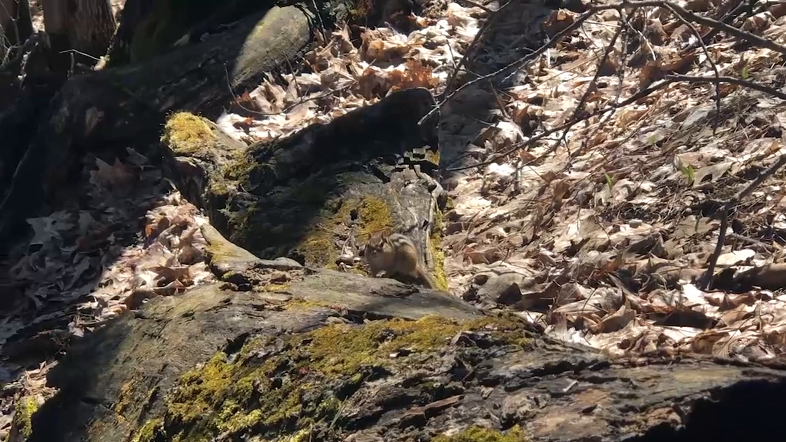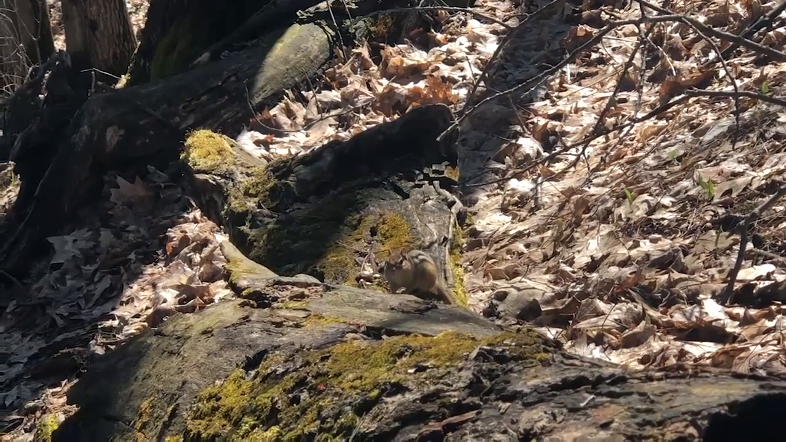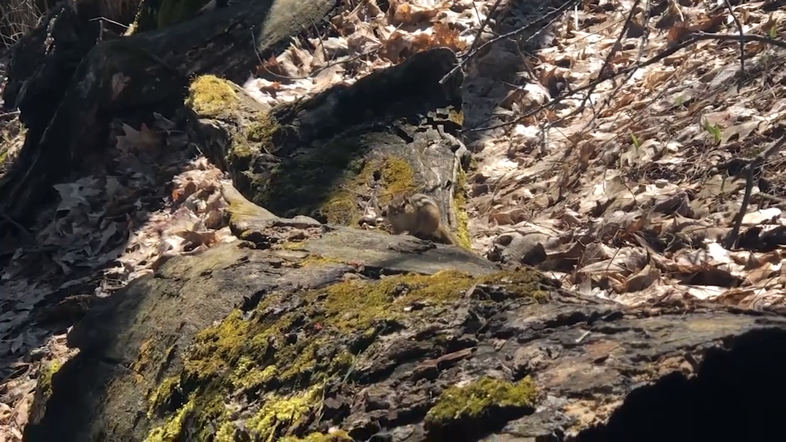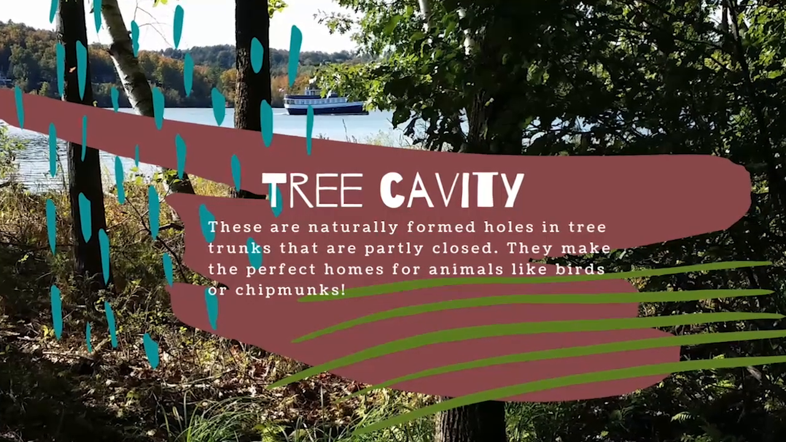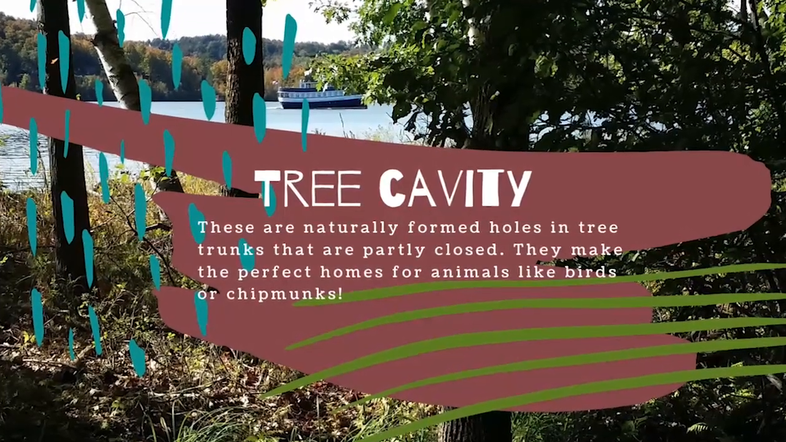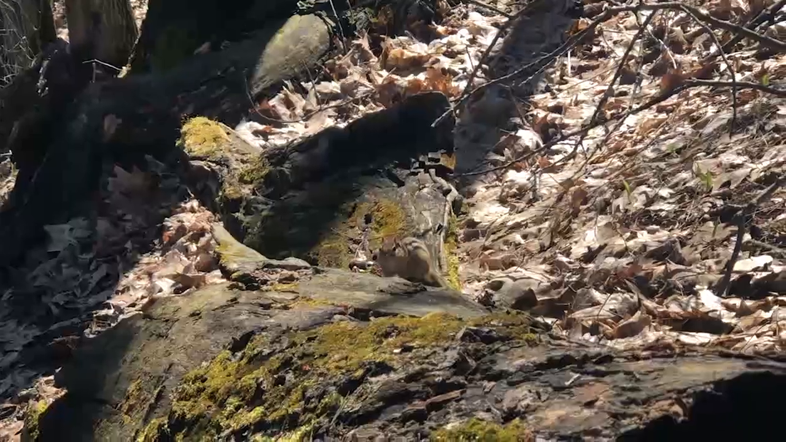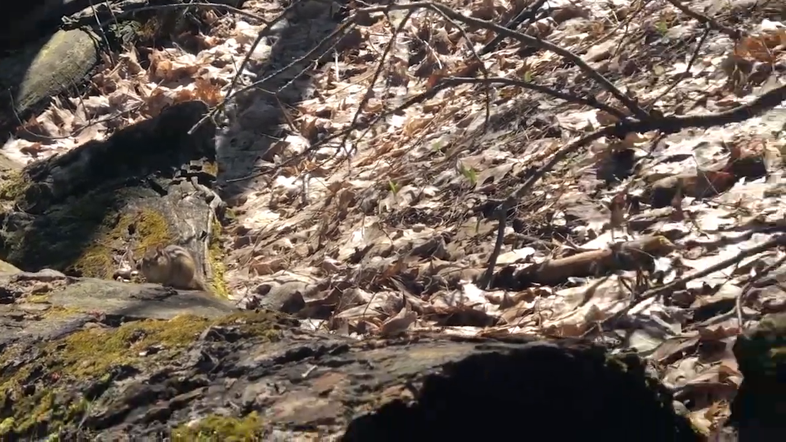Downed trees can also be a great place for animals to find shelter and food. Here's a chipmunk I saw in the woods today as I was exploring. Animals will often find tree cavities, or naturally formed holes in tree trunks that are partly closed. They can build nests in these holes or use them to find food. The tree trunk might be dead, but animals bring life inside them.